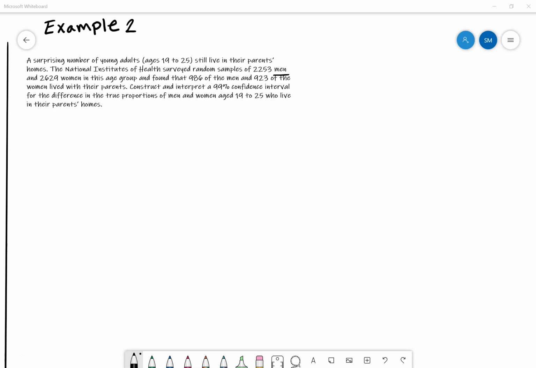So, a surprising number of young adults ages 19 to 25 still live in their parents' homes. The National Institute of Health surveyed random samples of 2,253 men and 2,629 women in this age group and found that 986 of the men and 923 of the women lived with their parents. Construct and interpret a 99% confidence interval for the difference in the true proportions of men and women aged 19 to 25 who live in their parents' homes.